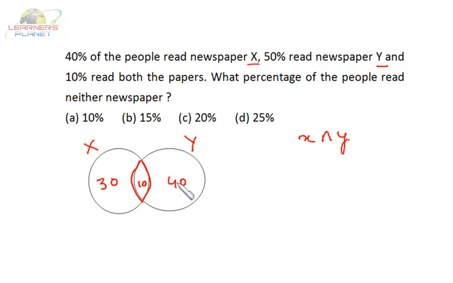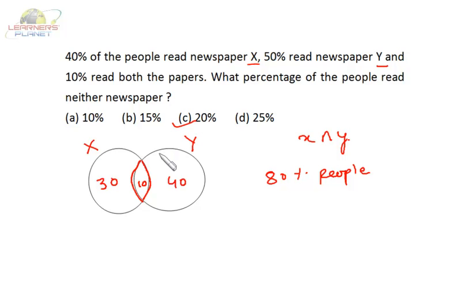Now we have to find out what percentage of people read neither newspaper. This is the total of the persons who are reading newspapers. So how many of them are reading newspapers? It is 30 plus 10, 40, plus 40, 80. So 80% people are reading newspaper. Okay, that means 20% are not reading any sort of paper.